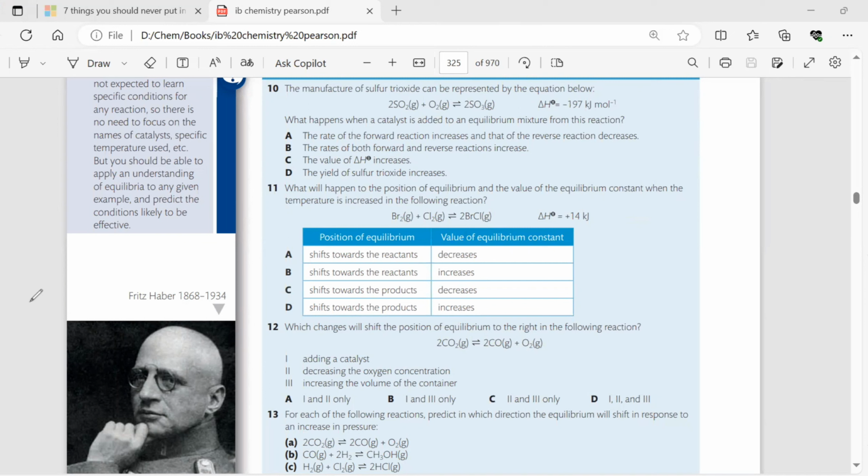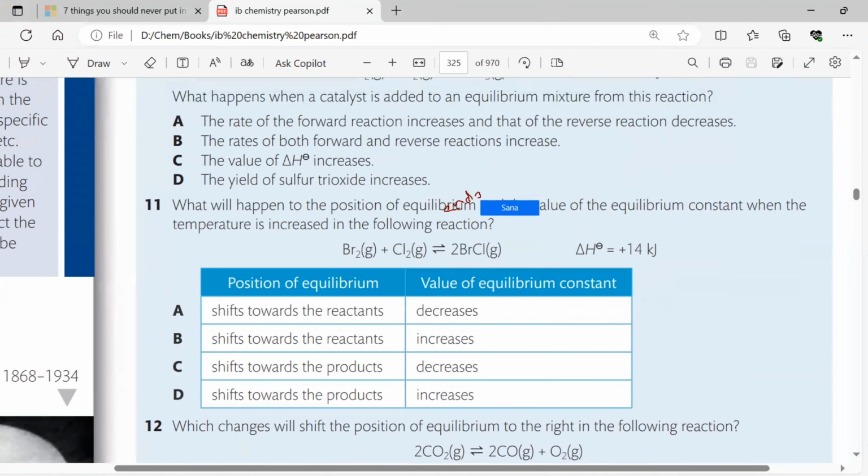It will shift to the... First, write down endo and exo on this arrowhead. Write down endo. I'm just increasing the size. Now do it.